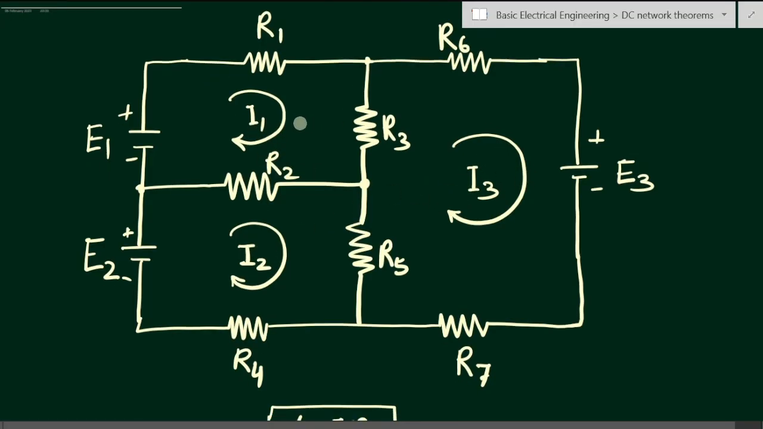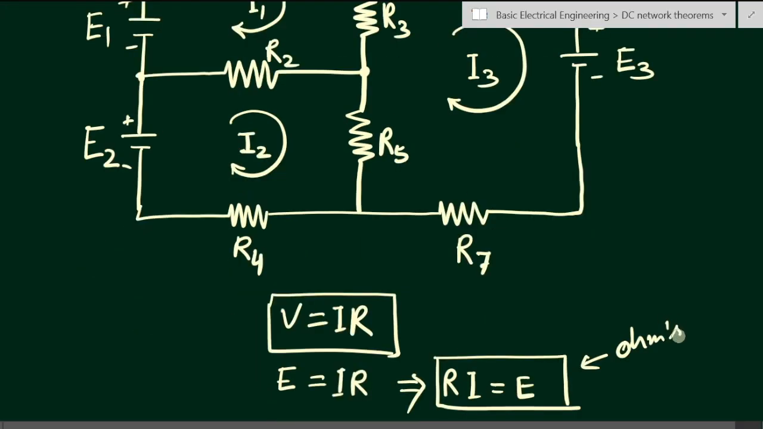So for this circuit we have three loops. For the first loop the current is I1, for the second loop the current is I2, and for the third loop the loop current is I3. We have considered all in the clockwise direction. So if you consider the opposite direction in any of the loops, then the formula I'm going to derive will be somewhat different. This is as per Ohm's law, that is, the resistance into current is equal to the EMF.